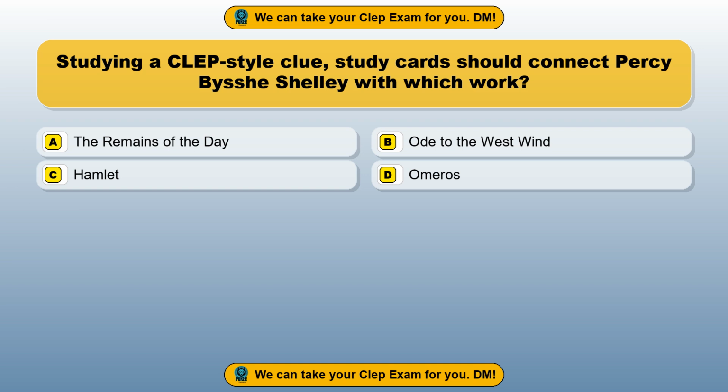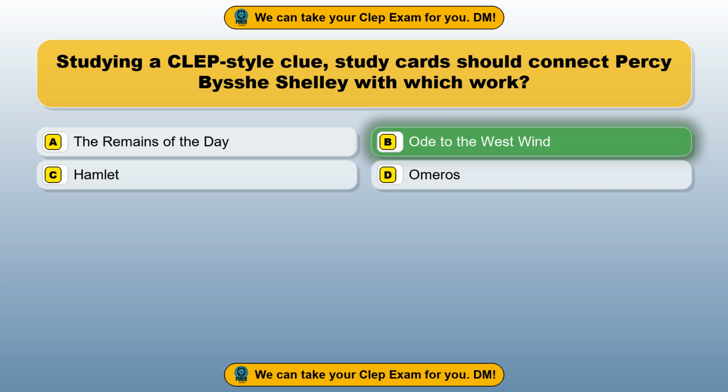Question 69. Studying a CLEP-style clue, study cards should connect Percy Bysshe Shelley with which work? Option A, The Remains of the Day. Option B, Ode to the West Wind. Option C, Hamlet. Option D, Omeros. The correct answer is option B. Ode to the West Wind.